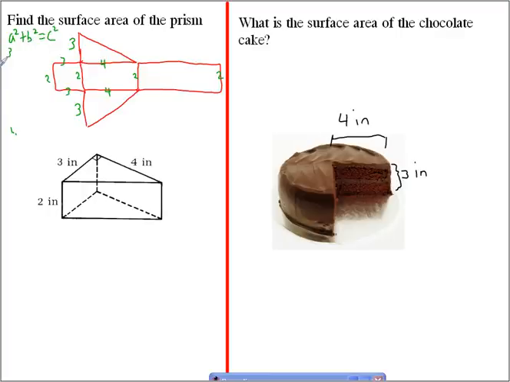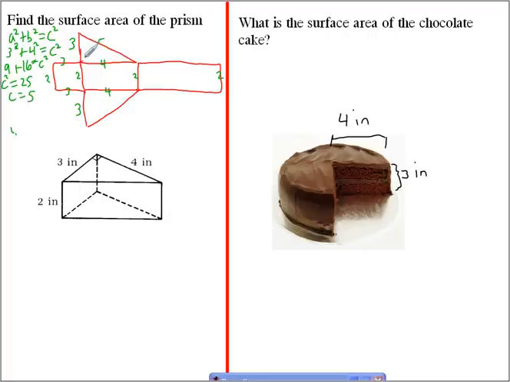So it's 3 squared plus 4 squared is equal to c squared. When I do that, I'm going to end up with 9 plus 16 is equal to c squared. So that's 25. Take the square root of that. So c is going to be equal to 5. Well, 25 is c squared. This will do the full problem. So c is going to be equal to 5.